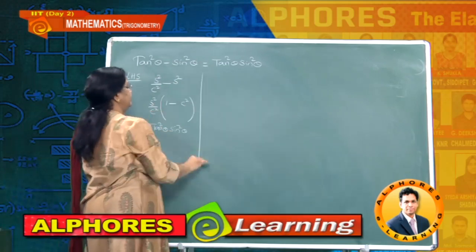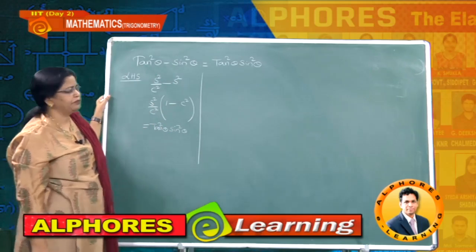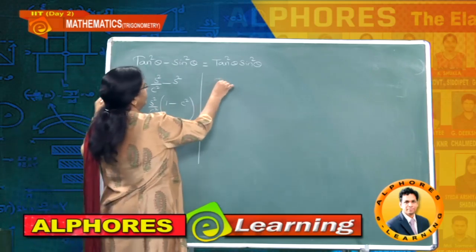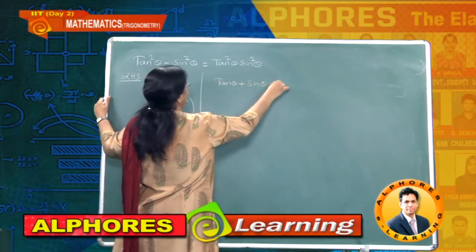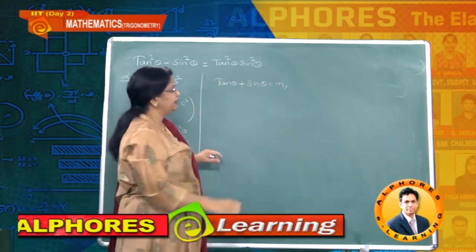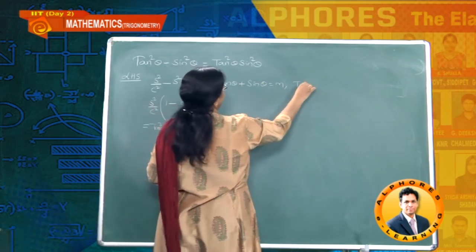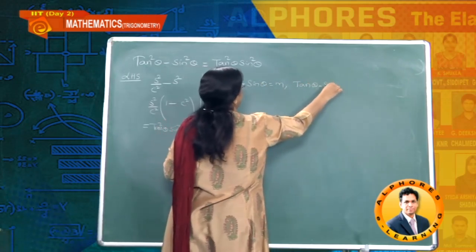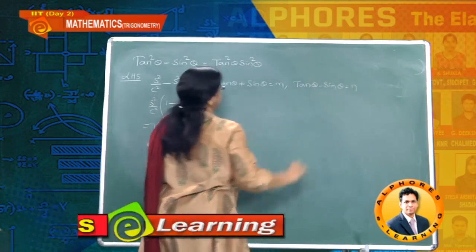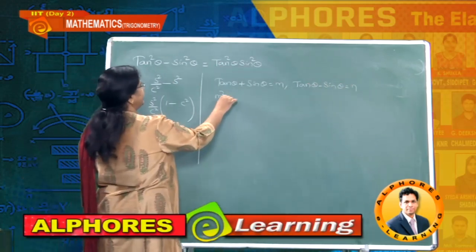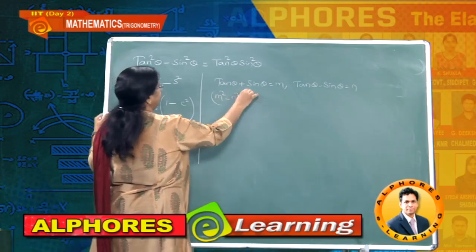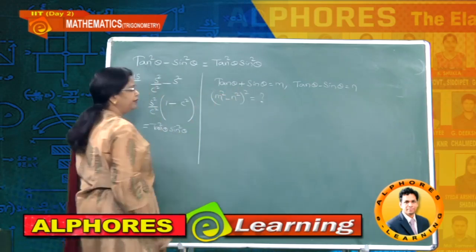Okay, then where will it be useful again? Suppose tan theta plus sin theta equals some value m given, and tan theta minus sin theta equals n given. Understand? Then the question they will ask is about m square minus n square, whole square. What is this value?